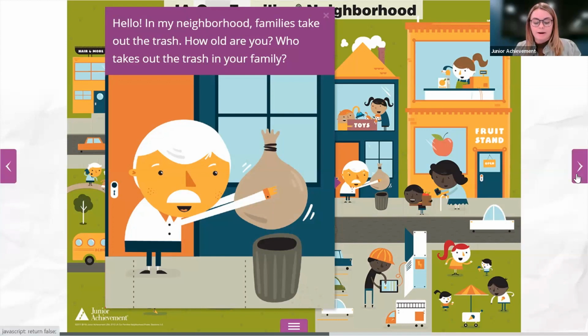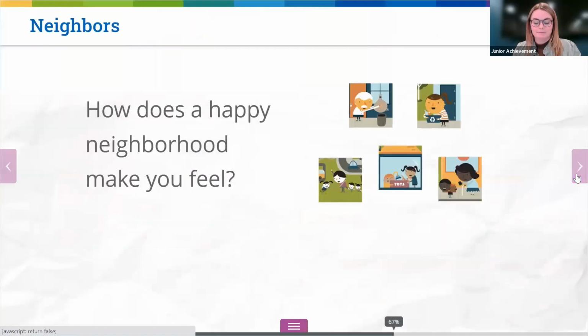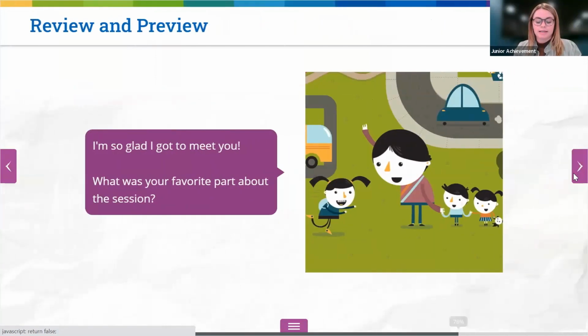Prompt students to think about how a happy neighborhood makes them feel. You could also extend this question by asking them how a happy classroom makes them feel, and consider connecting the two concepts with one another. Review the lesson with students and tell them that they will be learning about the wants and needs of family members in the next lesson.